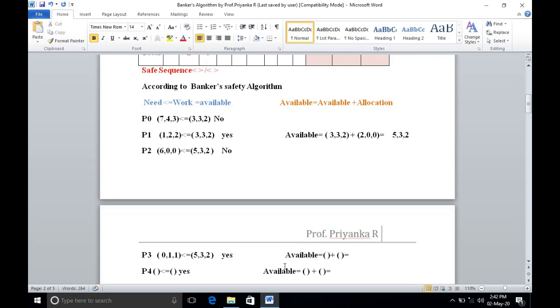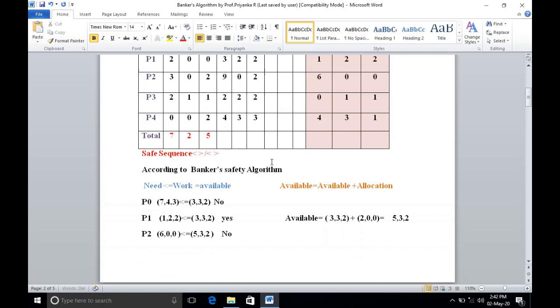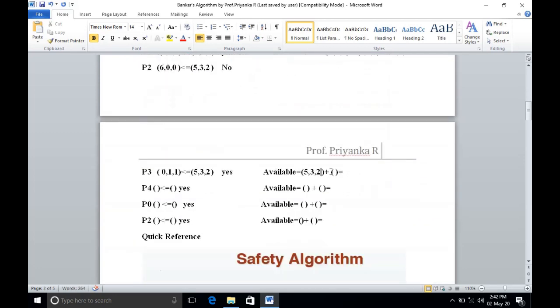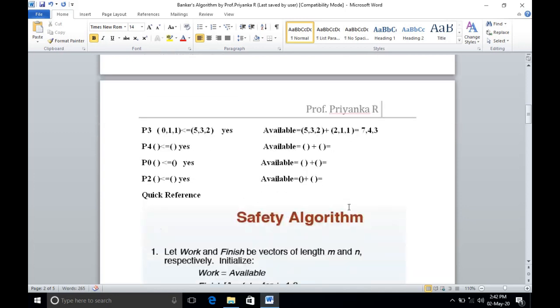So available equals available. What was our previous available? It was 5, 3, 2 plus the allocation of P3. So we have to check the allocation of P3, which is 2, 1, 1. We are adding it to it. So our new available will be 7, 4, 3. This is our new available in the system.